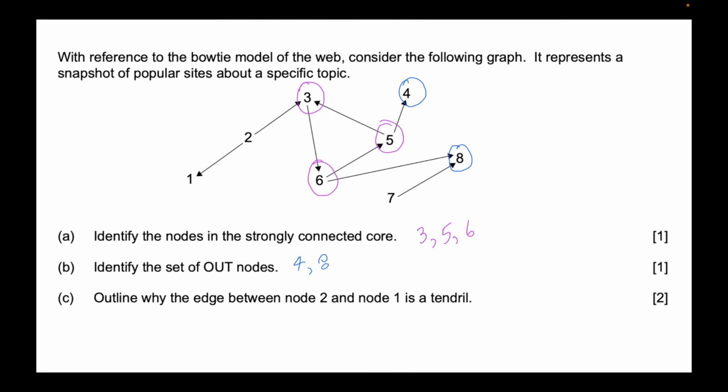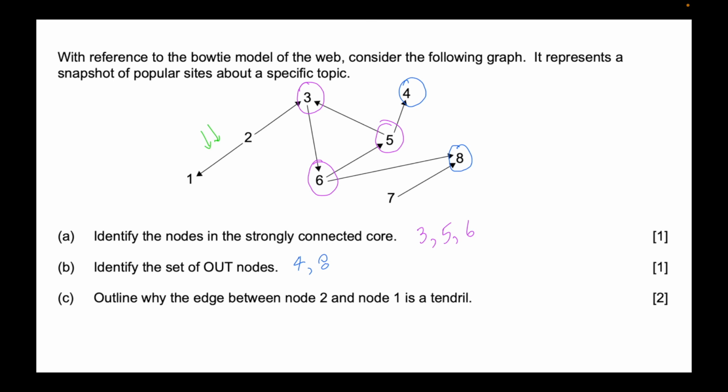And outline why the edge between node 2 and 1 is a tendril. So this is telling us that this right here is a tendril. The reasoning for that would be that 2 links into an element, but 1 is linked away from 2. So it's not going towards the core, it's going away from the core. Hence, we can call that a tendril.